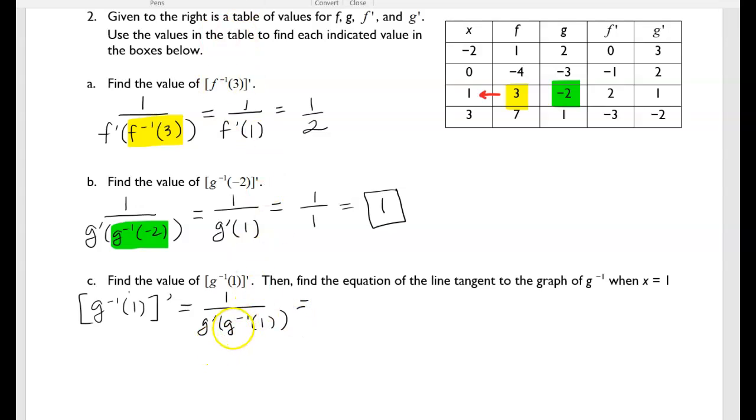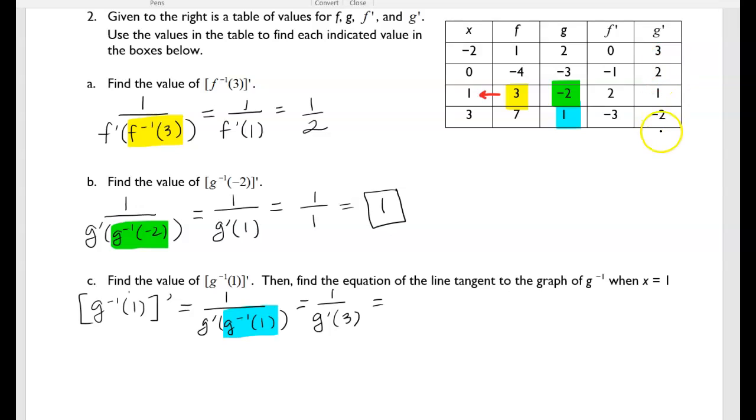So I'm going to find g inverse of 1 in my table. So I'm going to the g column. I'm finding when the y value is 1, and then I'm looking at the x value. I see that that is 3. So this is 1 over g prime of 3.